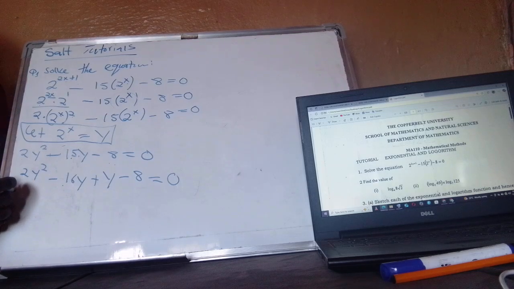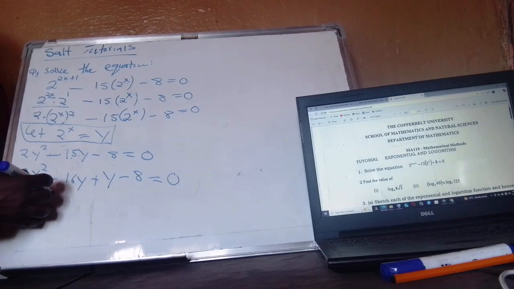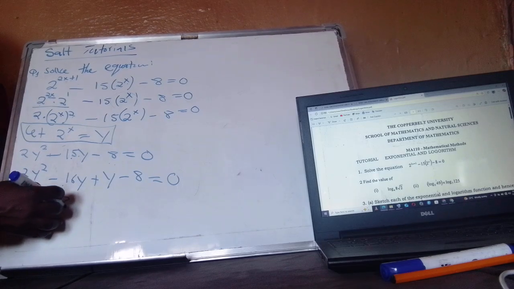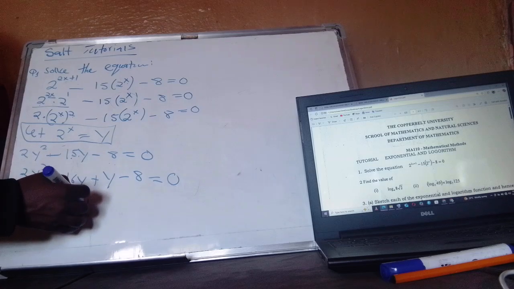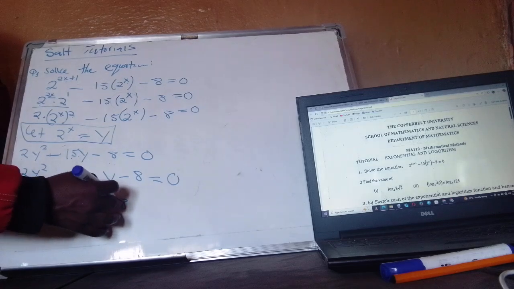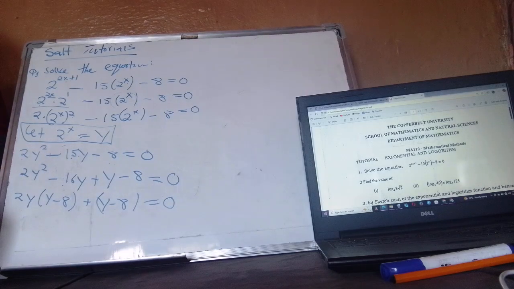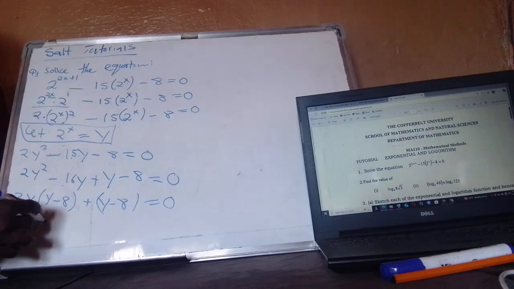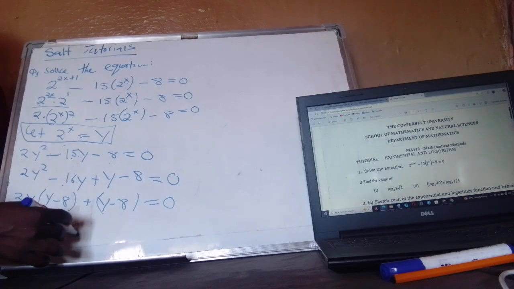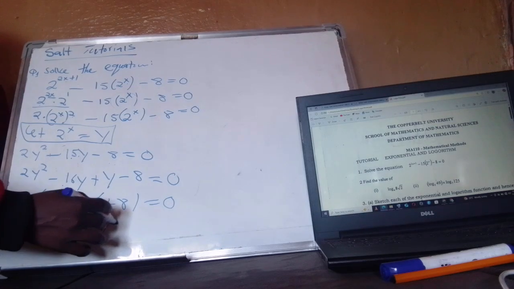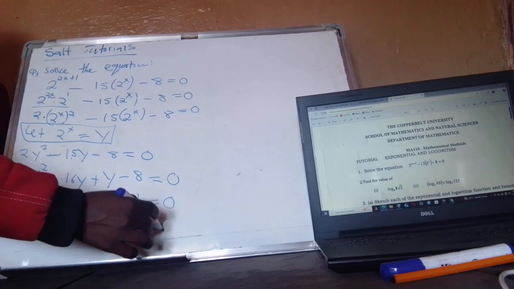I'm going to factor this to be 2y open bracket y minus 8, and here we still have positive y minus 8 is equal to 0. So if that is the case, it means that the two values of y we are going to have will be 2y plus 1 is equal to 0 and y minus 8 is equal to 0.